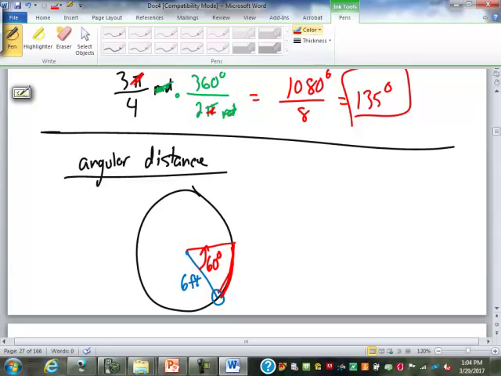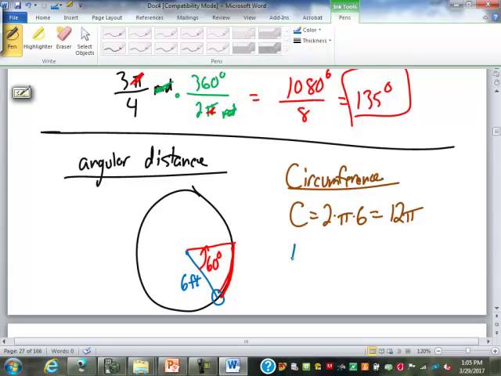Well, if I'm using degrees, I've got to go through that arc length calculation. We have to find the circumference first. So that circumference is going to be 2 times pi times that radius of 6. That's going to be 12 pi. And so then the arc length is 12 pi times the 60 degrees over 360, which comes out to be 2 pi. So that length here is 2 pi feet. So 2 pi is 6.28. That's 6.28 feet.